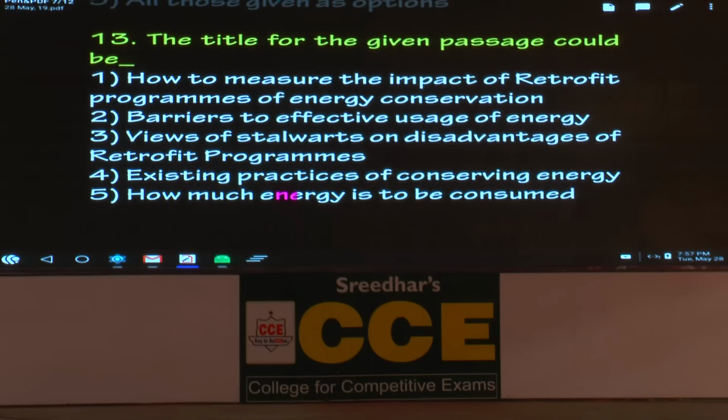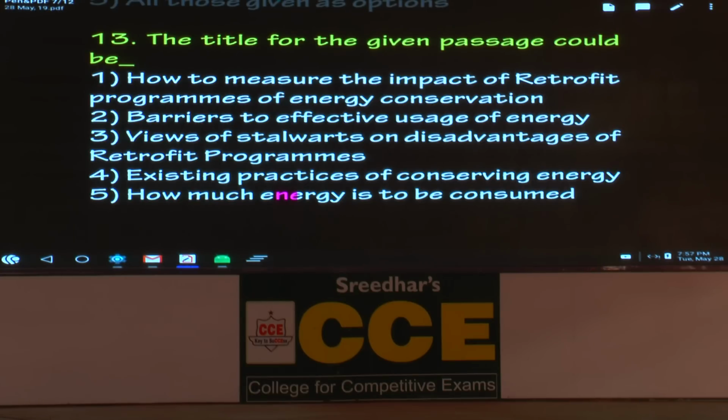Rather easy. The title for the given passage could be: how to measure the impact of retrofit programs of energy conservation. It is not about retrofit programs. That is one of the dimensions. Barriers to effective usage of energy. What is the passage all about? Effective usage of energy and the barriers related to that. Second option seems right, hold that one.